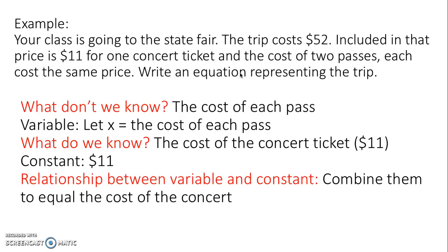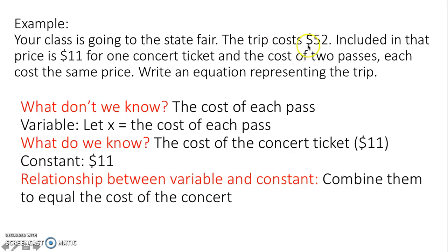Right, so now we're going to talk about the relationship between that variable and the constant. To get our final trip cost, we need to combine the cost of the passes and the cost of the concert ticket. So we're going to use that relationship for our equation. Another word that means combine is add. So we're going to add. To derive the equation, we're going to talk about what we know and what we don't know and figure out an equation with that.